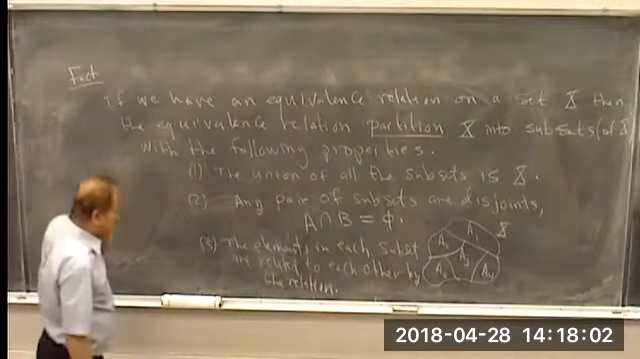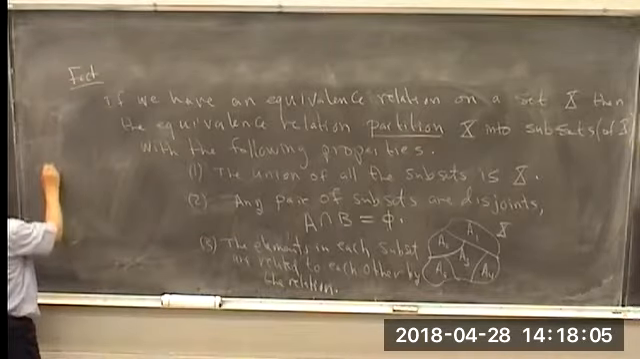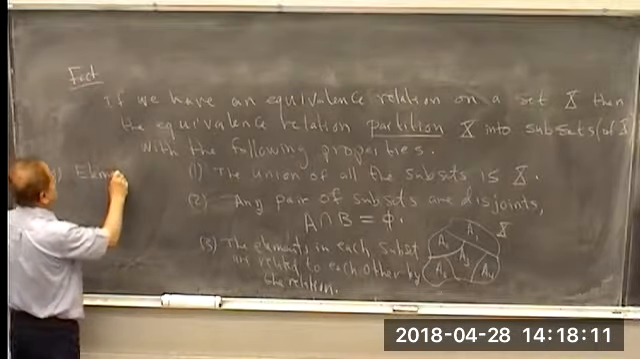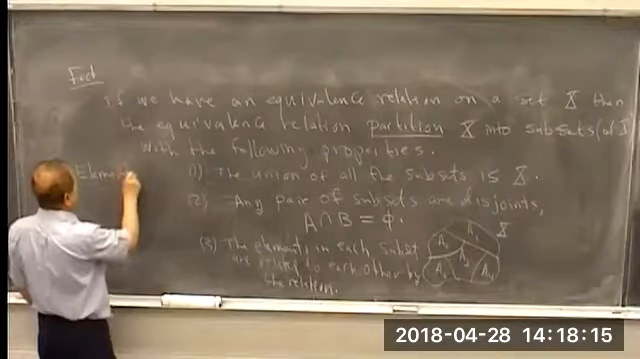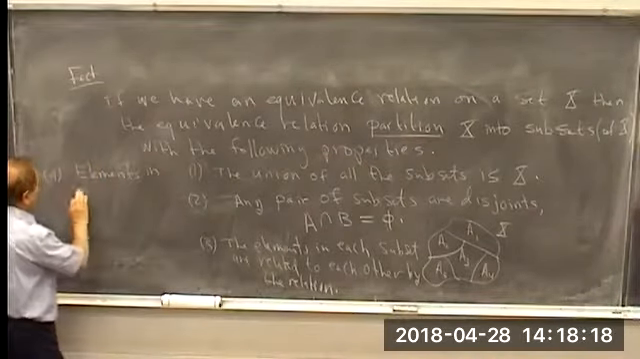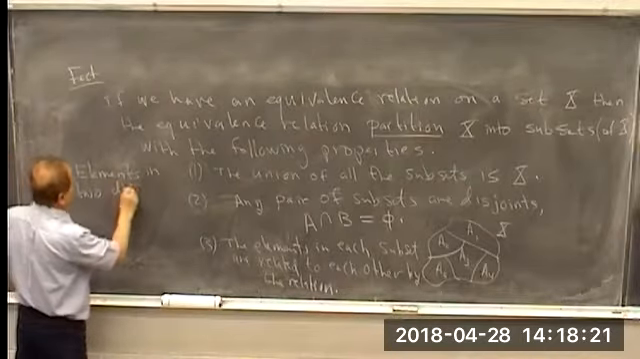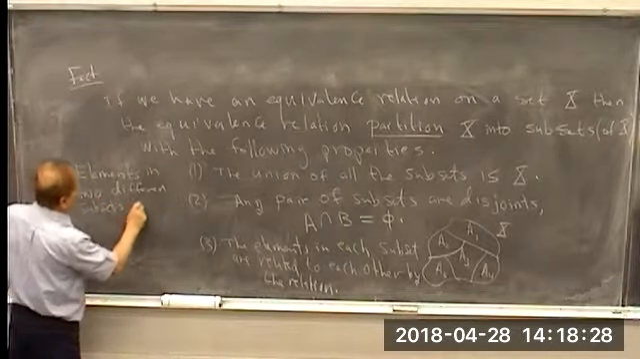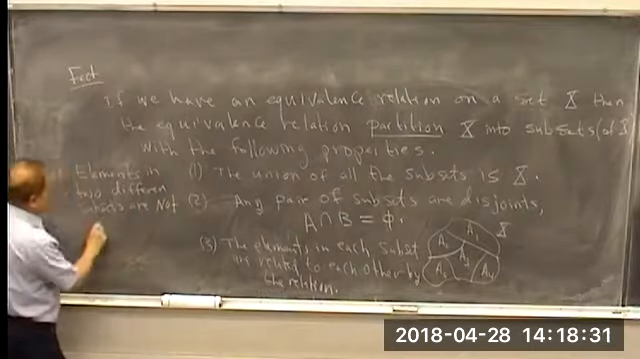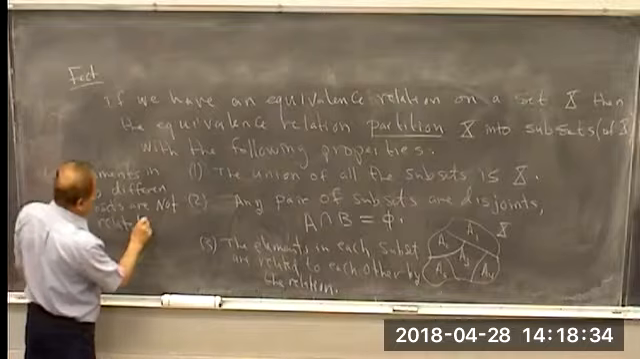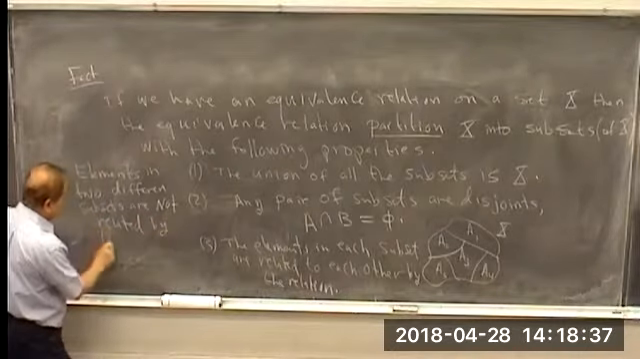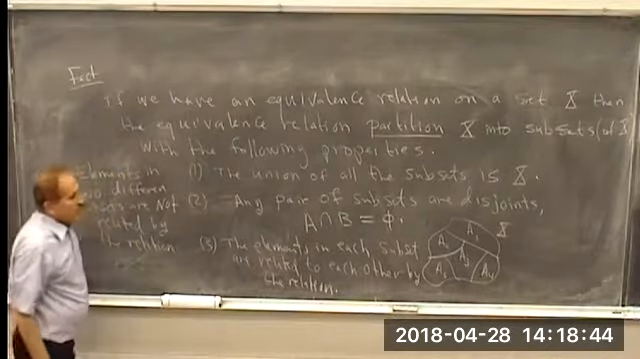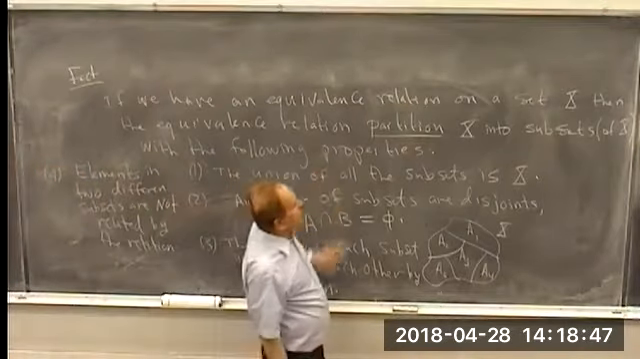And the last property they satisfy, number 4, is that elements from two different subsets are not related, of course, by the relation. All right. So this is true for any equivalence relation.